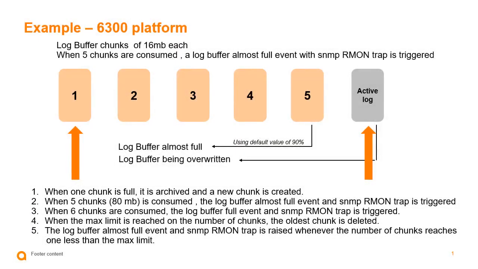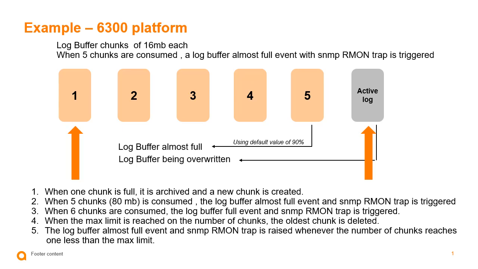So let's have a look at this in a bit more detail. We have a 6300 platform as an example. Each chunk, as you can see in orange, is split into 16 meg units, 1 to 5, and we have the active log. So let's start with the active log, and there are no archive chunks. So we've just got the active log.